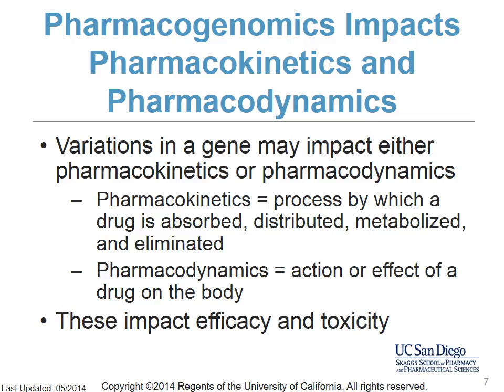Pharmacokinetics is the process by which a drug is absorbed, distributed, metabolized, and eliminated by the body. In essence, what the body does to the drug. Whereas pharmacodynamics is the action or effect of a drug on the body. In essence, what the drug does to the body. These factors impact efficacy and toxicity of drug therapy. For example, a polymorphism may lead to increased drug plasma concentrations, meaning more drug is present in the body. More drug in the body may impact efficacy or toxicity.